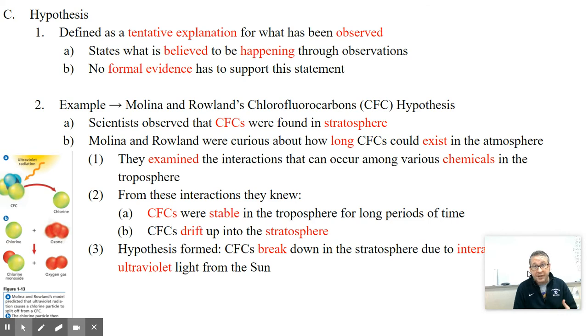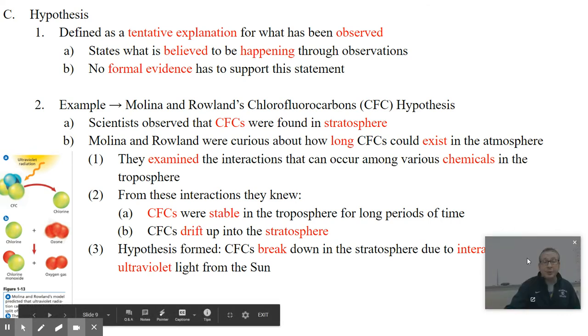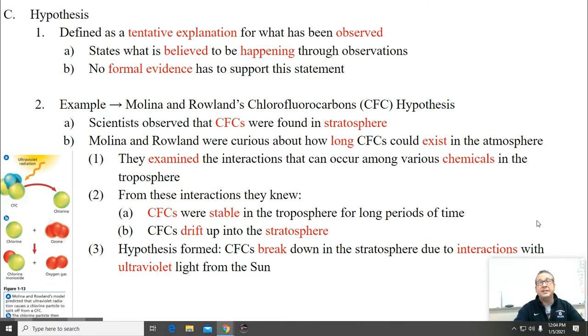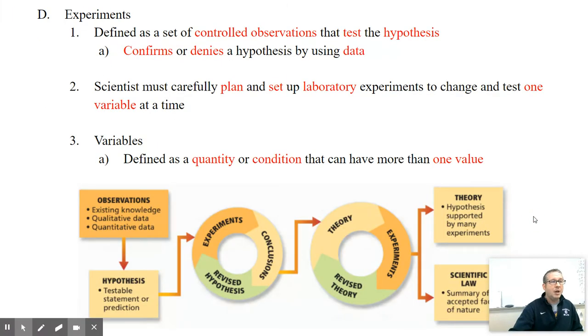Hypothesis was formed then that CFCs will break down in the stratosphere due to interactions with ultraviolet light from the sun. So the higher they went up, the CFCs tended to break down in the stratosphere, while in the troposphere, the ultraviolet light could not have as big of an impact. That's why they were found so prevalent in the troposphere and not the stratosphere.